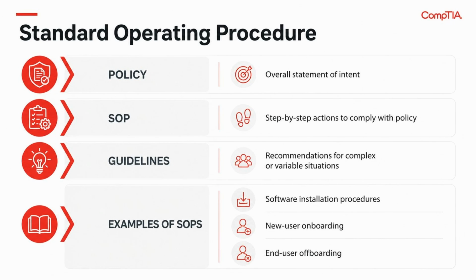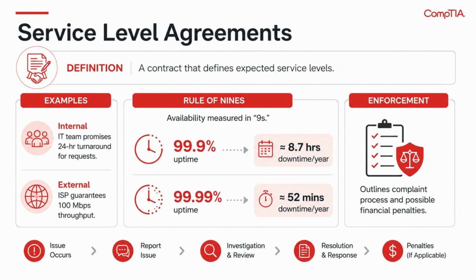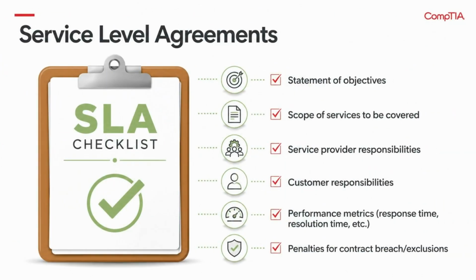Common SOP examples include software installations and employee onboarding or offboarding. A service level agreement, or SLA, is a formal contract. It uses metrics like the rule of nines to define uptime expectations and outlines the consequences if those service levels are not met. When reviewing an SLA, check for these elements: a statement of objectives, scope of services, provider and customer responsibilities, performance metrics, and any penalties for a breach.